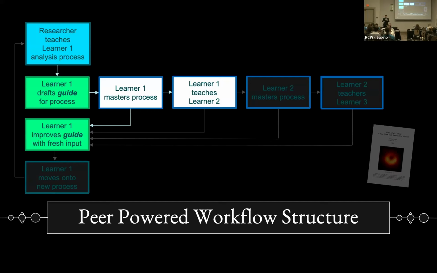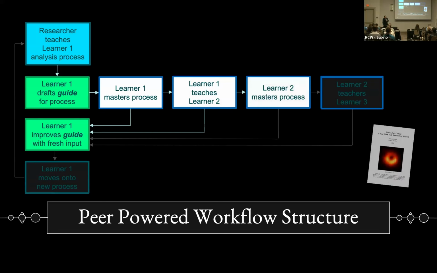Learner 2, while engaging in the tutorial session with Learner 1, will ask questions that are not addressed in the guide. Learner 1 will go back and fix the guide, so it includes the answers to those questions. Learner 2 masters this process, and in doing so encounters more questions, or as we have found, many errors in the code. Well, we need to explain those errors and what to do after.